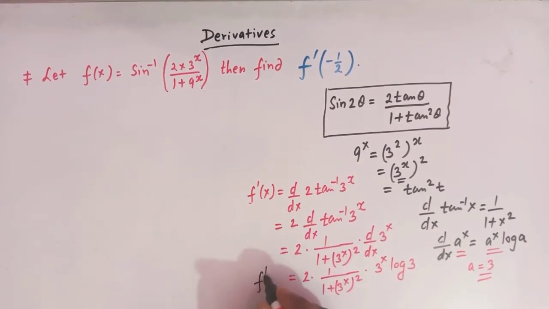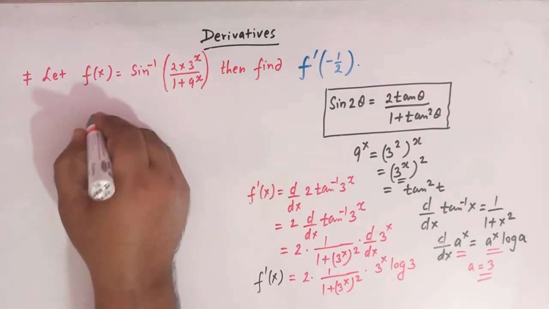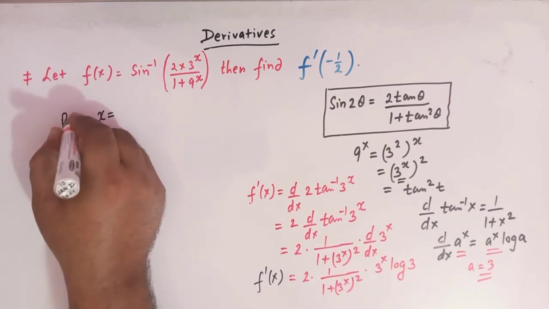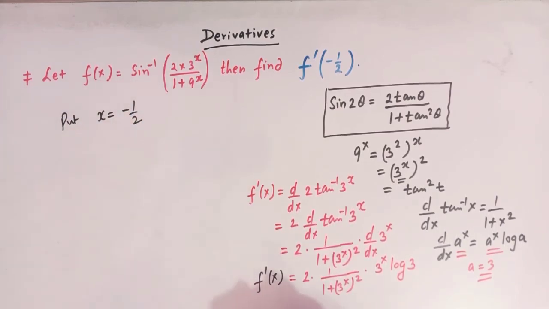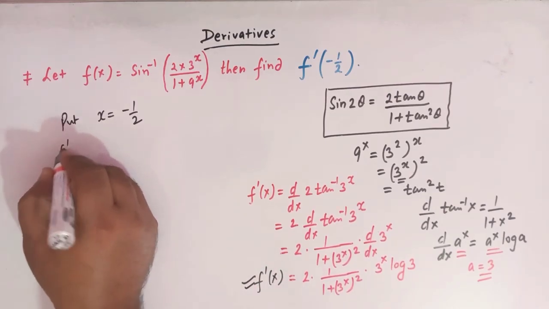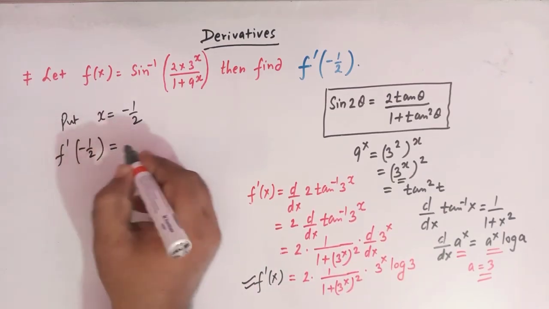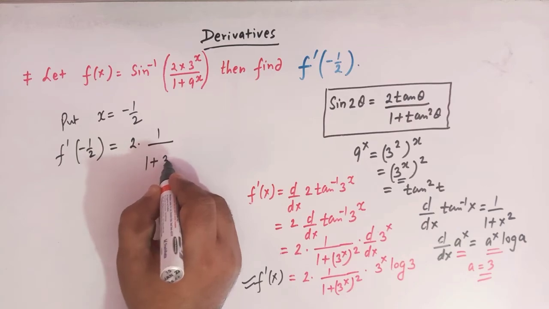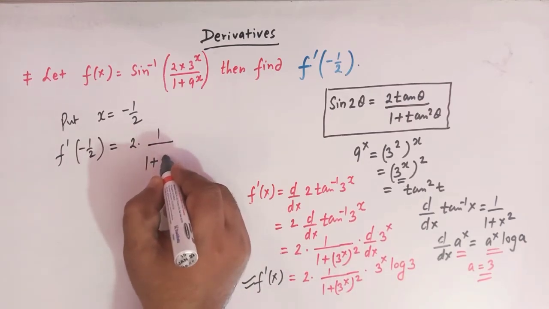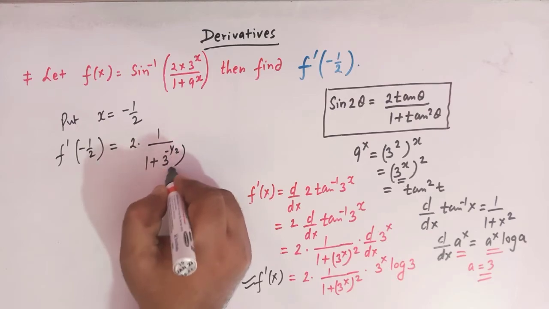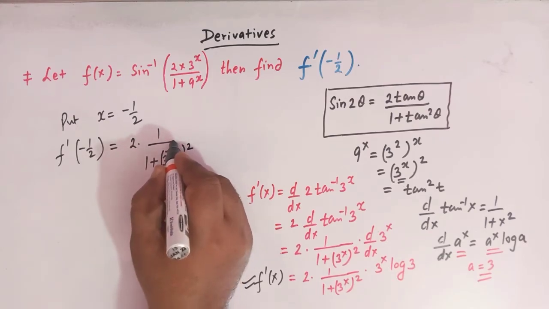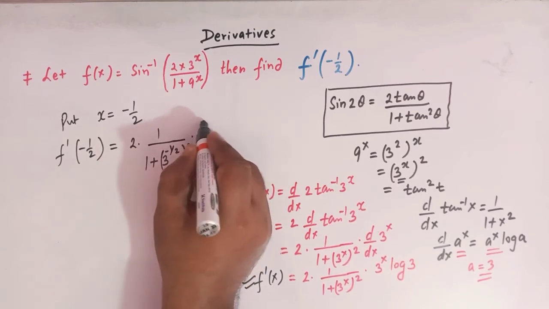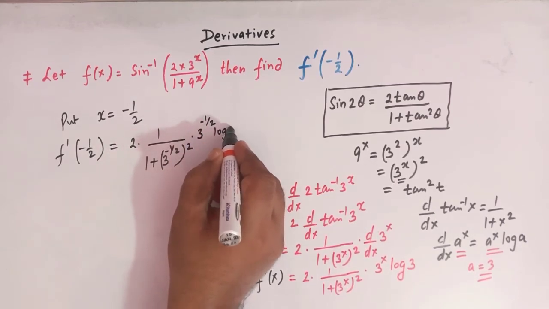So now we have the derivative of f as this function, and now we have to find f'(minus half), right? So what we will do, we'll put x is equal to minus half in this result. So we'll have f'(minus half), and then we have 2 times 1 over 1 plus 3 raised to x. So 3 raised to x can be written as 3 raised to minus half, and here we have the power 2, and then we have 3 raised to minus half and log of 3, right?